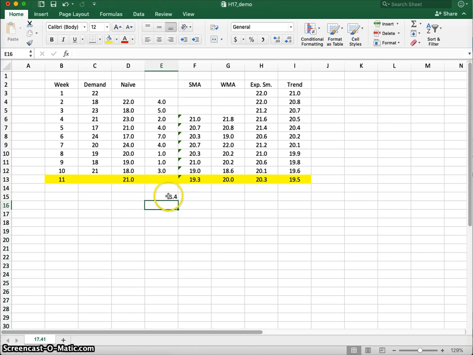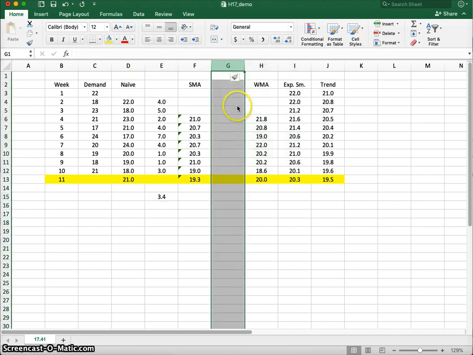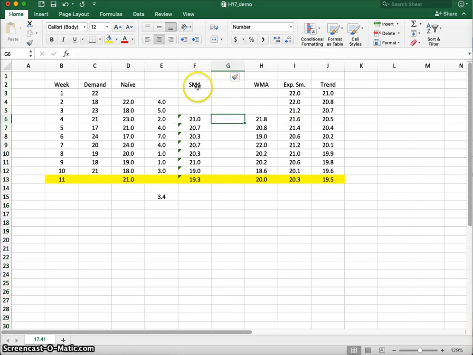Okay, so there's my average error for the naive method. Okay. Then I'm going to do the same thing for simple moving average. Now I can only do what I have here. I can't calculate an error for the ones that I didn't make. So this equals the absolute value of what actually happened minus what I forecast would happen. Then I copy them down, and then average.